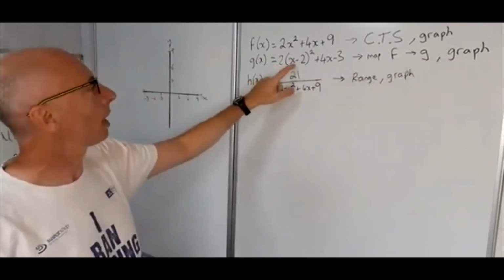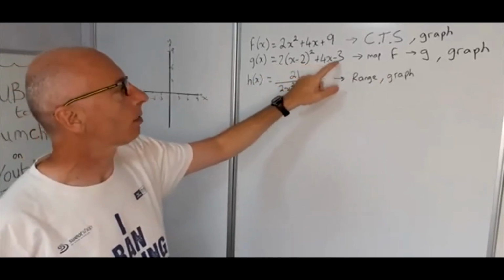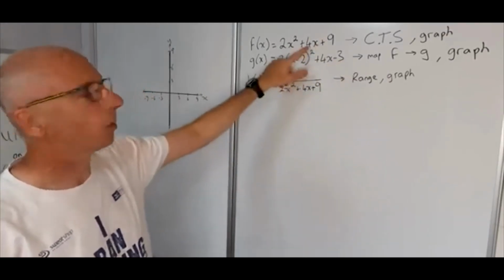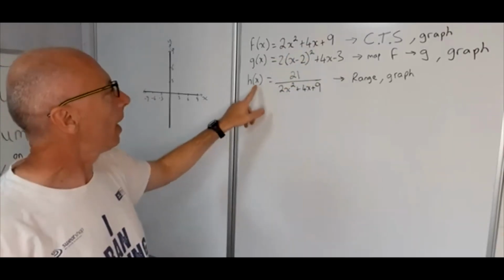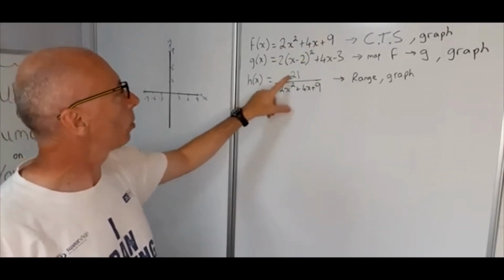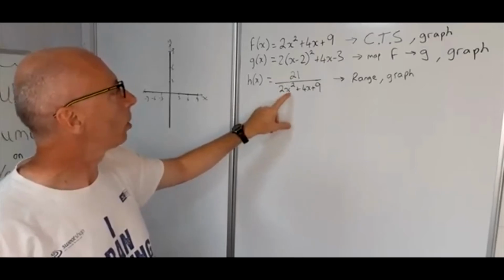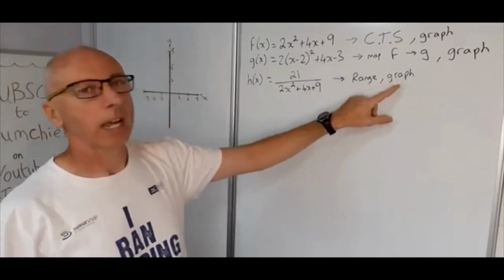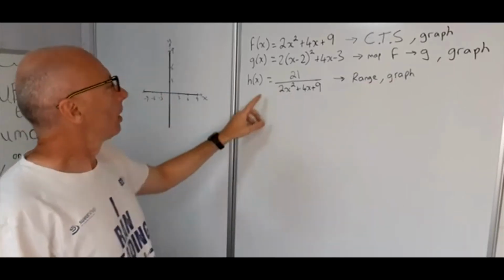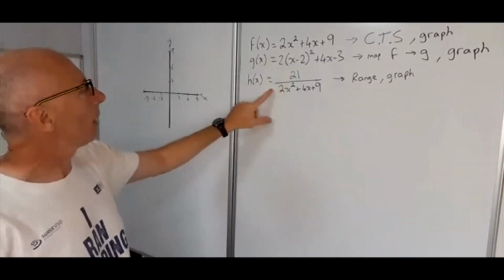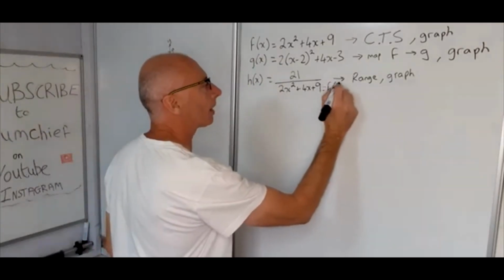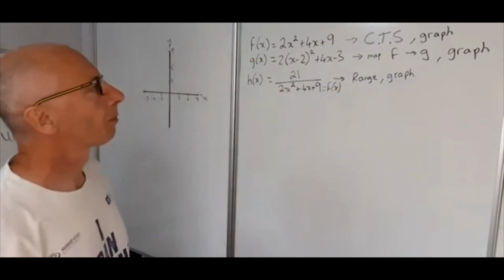And that's 2 times x minus 2 squared plus 4x minus 3. It's a slightly different format to this one. It's got a 4x in there. And this one, h of x, which is 21 divided by 2x squared plus 4x plus 9. And this one we want to find the range, and we're going to graph it. Now we can see the denominator of h of x is the same as f of x. So I'm just going to write that in there for now.